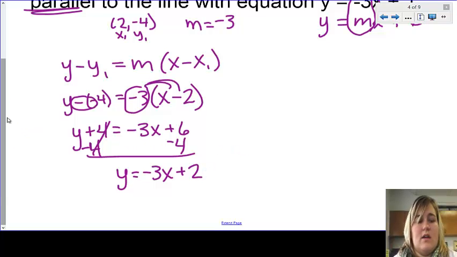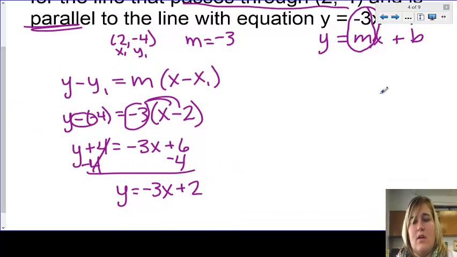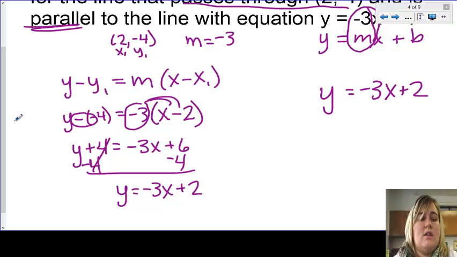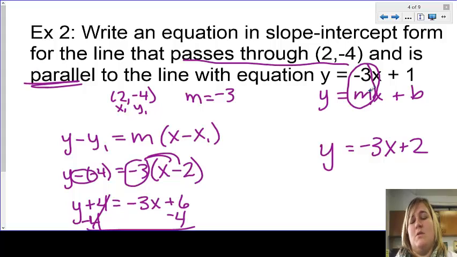Are these two lines, these two equations, I'm going to write the other one up here, y equals -3x plus 2, are these two equations parallel to each other? They have to be. I used the slope, okay, as long as I didn't make a mistake here somehow, they have to be parallel because they have the exact same slope of -3.